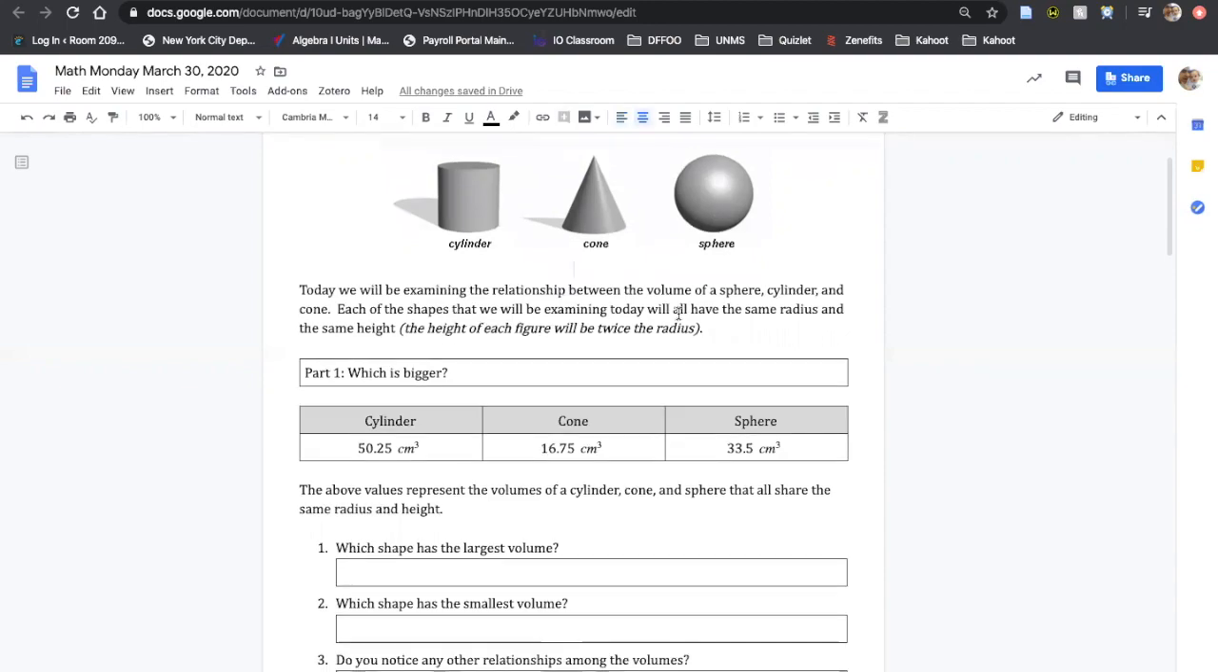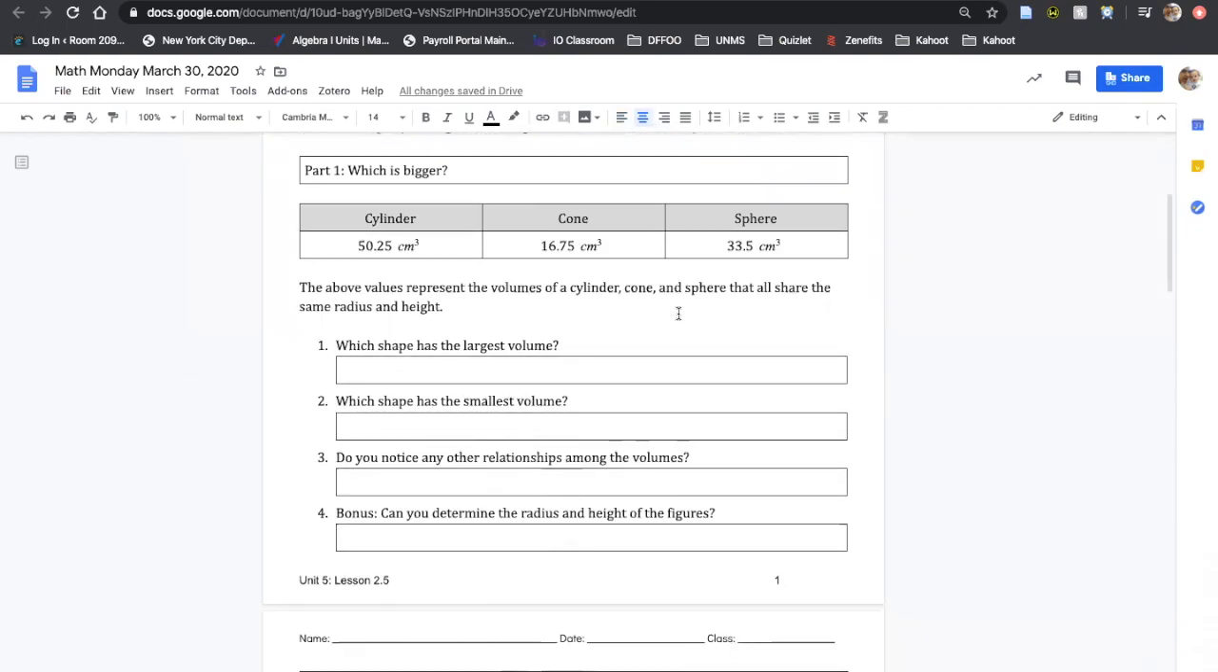So first thing we're going to do is look at an example. I'm saying that I have 3 shapes, a cylinder, a cone, and a sphere. Again, we're going to specify that they all share the same radius and the same height, but I'm not telling you what that radius and what that height is. Just that they have the same. Now, based on what you see here, I want you to answer these 3 questions.